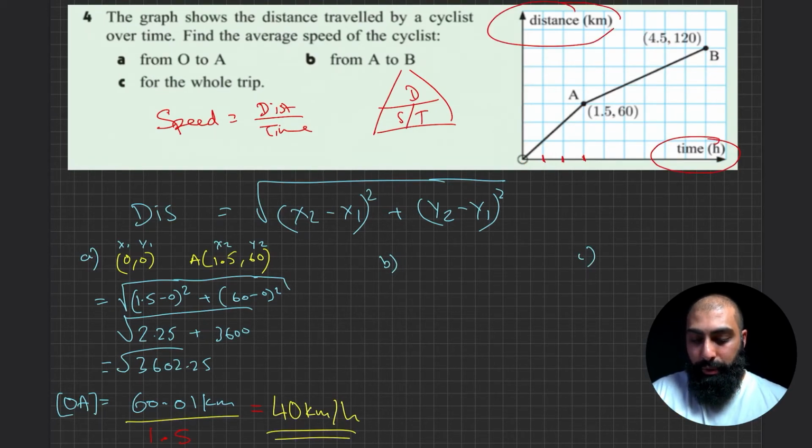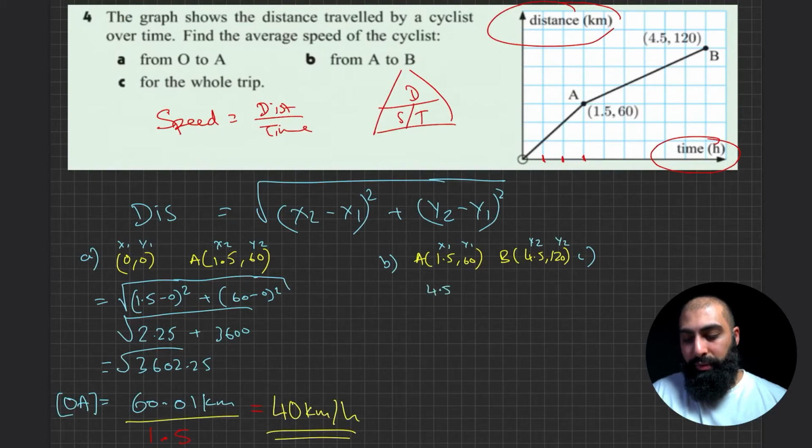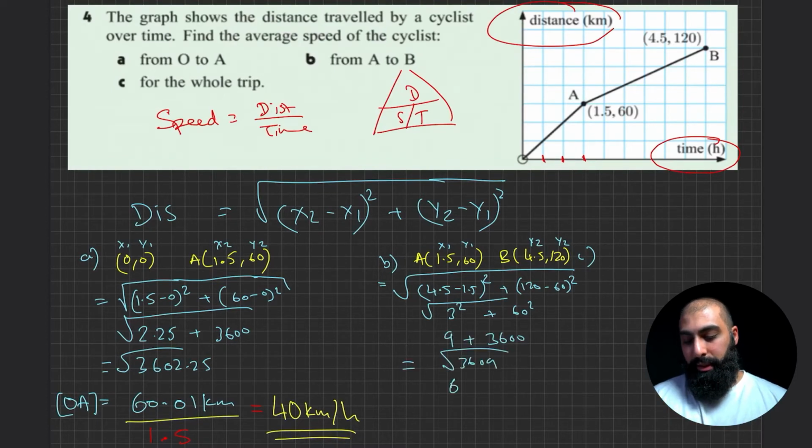Part B starts from the point A, which is 1.5, 60, and then point B has coordinates 4.5, 120. We're going to substitute those values into the formula. So very quickly, let's label them x1, y1, and then x2 and y2. So we get the square root of (4.5 minus 1.5) squared plus (120 minus 60) squared, and we find out the distance. So that's going to be 3 squared plus 60 squared, square root the whole thing. I think it's 60.07 kilometers.